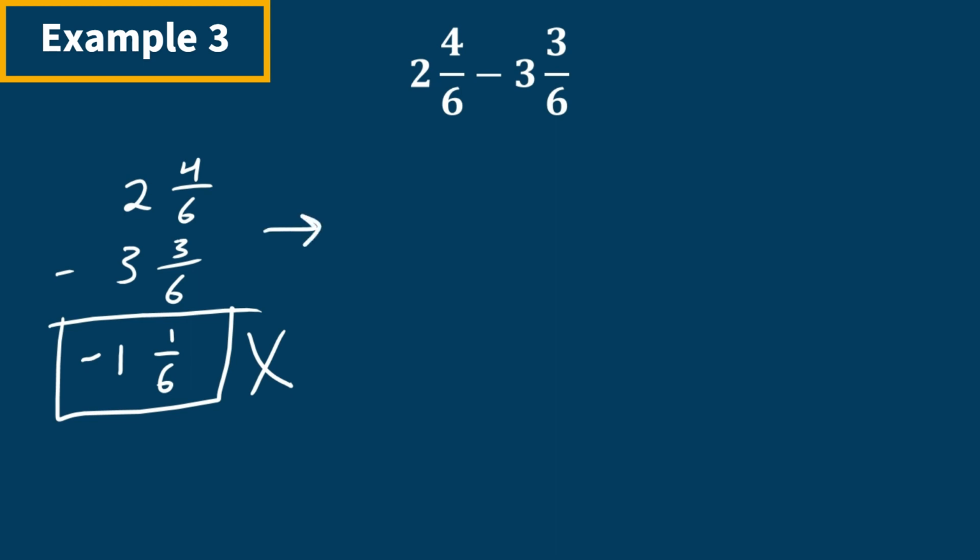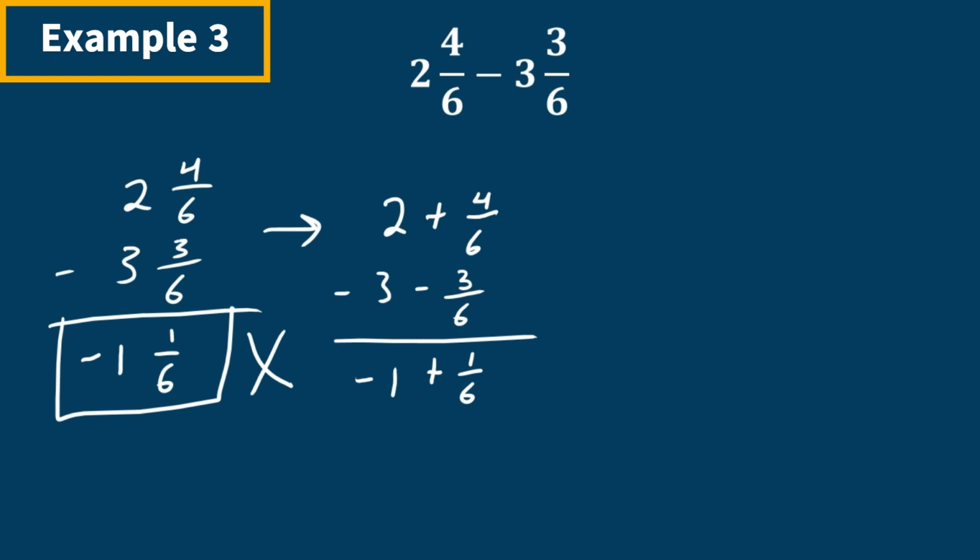This is basically the main reason why we go ahead and write it in the form that I was showing you, where we go ahead and put 2 plus 4 over 6 minus 3 over 6. Let's do the subtraction again here. 4/6 minus 3/6 is actually positive 1 over 6. 2 minus 3 is negative 1.